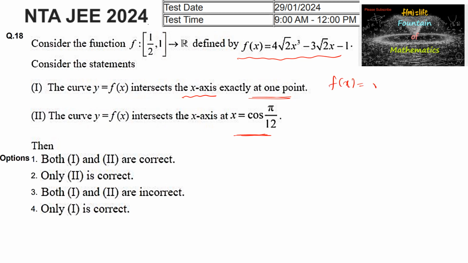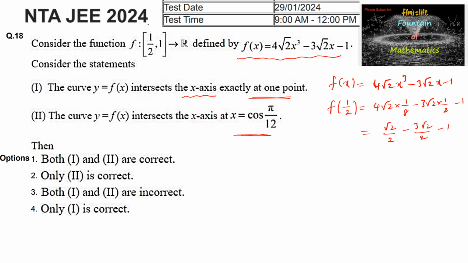Since f of x is equal to 4 root 2 x power 3 minus 3 root 2 x minus 1, at the boundaries, let me check f of 1 by 2. It is 4 root 2 into 1 by 8 minus 3 root 2 into 1 by 2 minus 1. So which is root 2 upon 2 minus 3 root 2 upon 2 minus 1, that is root 2 minus 3 root 2 is minus 2 root 2 upon 2 minus 1. So which is negative. So f of 1 by 2 is negative.